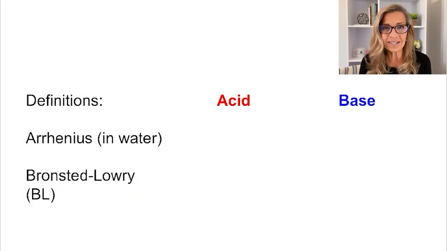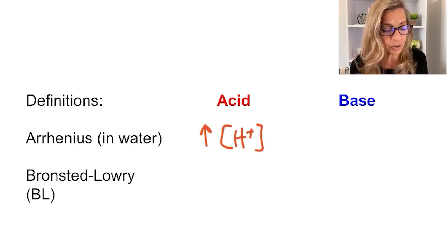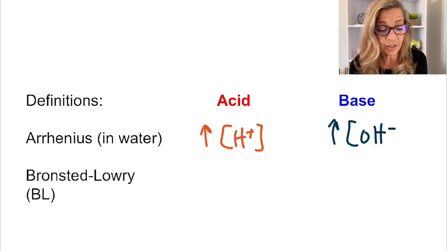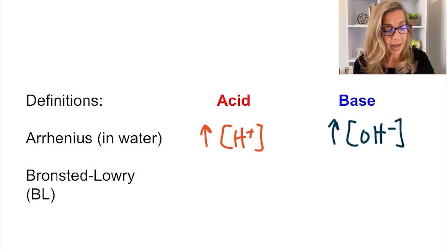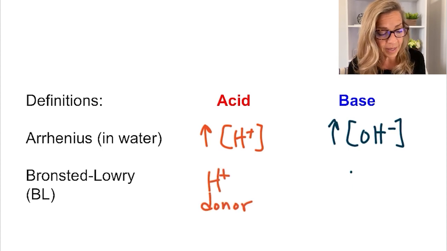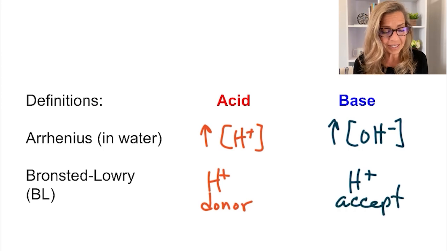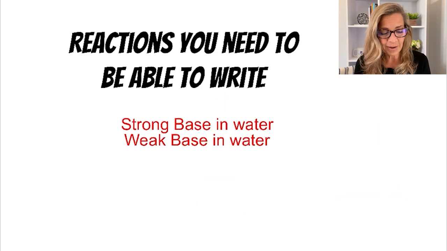Let's work on definitions of bases, and this will help you really throughout chemistry. Of course, we've got our Arrhenius definition of acids, anything that increases the hydrogen ion concentration. And then in the base world, it's anything that increases hydroxide concentration in water. And then the Bronsted-Lowry, we have H plus donors, and then the base would be an H plus acceptor. So anything that is receiving an H plus is our definition of a base.